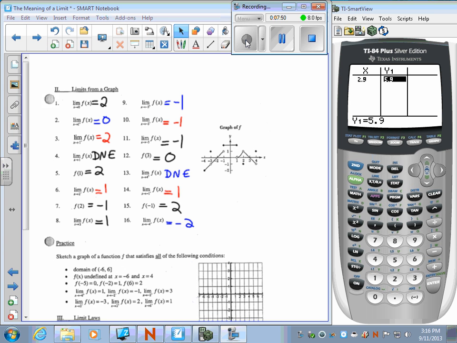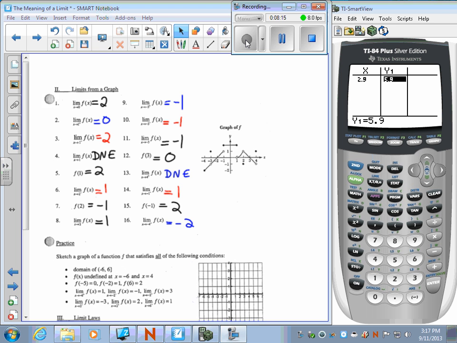Number 1 is 2. Number 2 is 0. Number 3 is 2. Number 4 does not exist. Number 5 is 2. Number 6 is 1. Number 7 is negative 1. Number 8 is 1. Number 9 is negative 1. Number 10 is negative 1. Number 11 is negative 1. Number 12 is 0. Number 13 does not exist. Number 14 is 1. Number 15 is 2. Number 16 is negative 2.